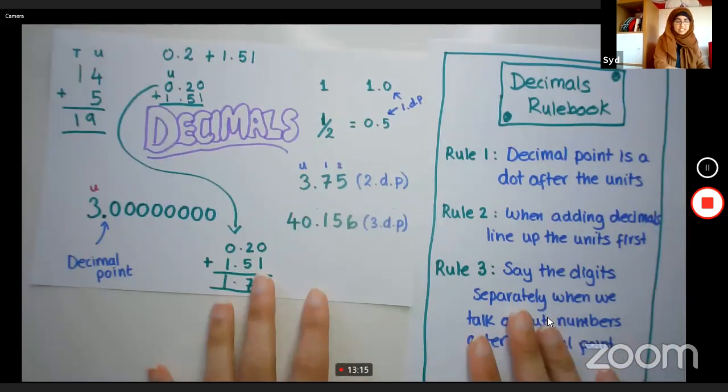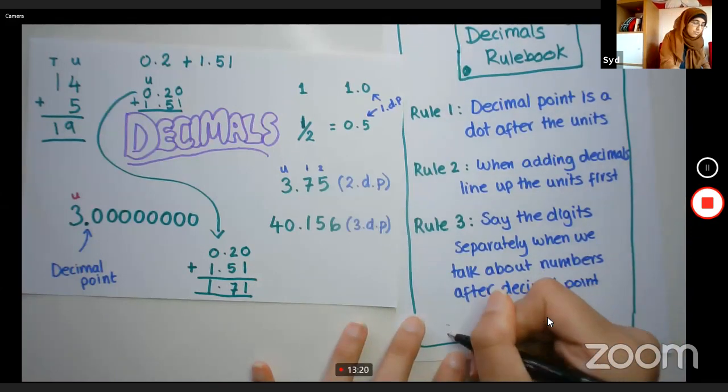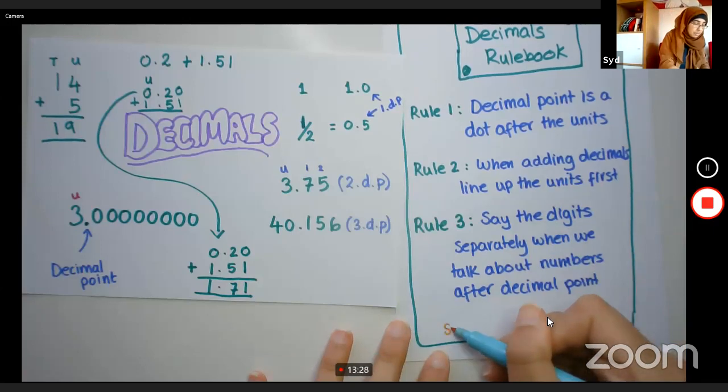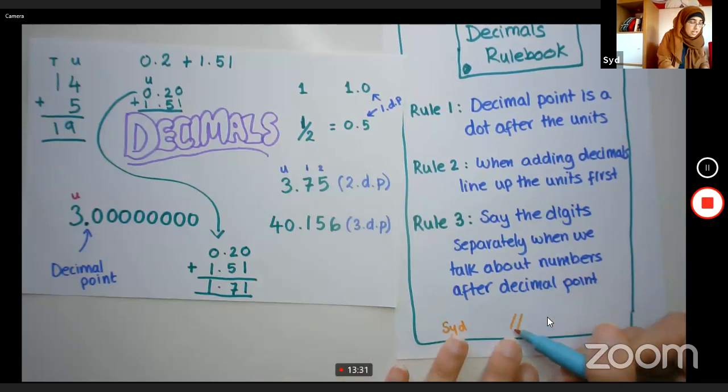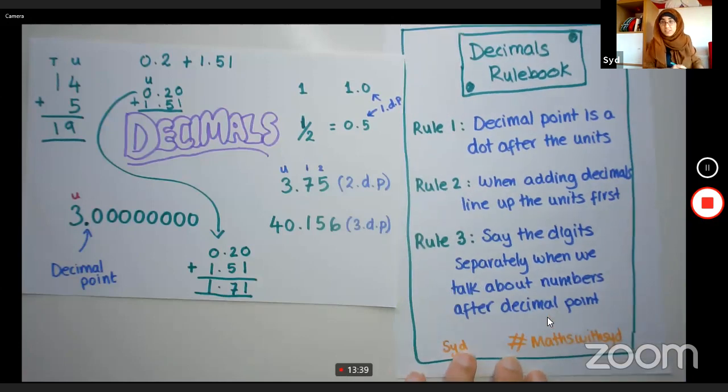Now, I want you to color this in, and don't forget to put your name at the bottom. You can write rules, or what you could do is you could give me some examples of these and put some examples in. So I've written my name, hashtag Maths with Sid, a quick introduction to decimal places there for you.